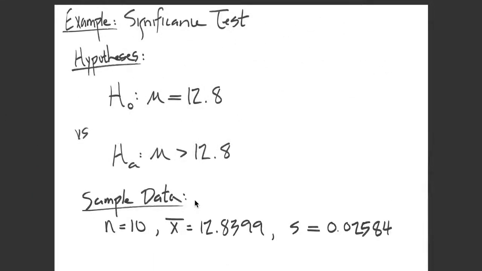First of all, let's frame our hypotheses. Calvin suspects that the amount of cereal in a box is bigger than 12.8 ounces. So that's our alternative hypothesis right there. The null hypothesis is the advertiser's claim that the amount of cereal in a box is indeed 12.8 ounces. What's our evidence? The evidence is the sample data. Again, we have a sample of size 10. We've already looked at that data and computed the mean and the sample standard deviation.